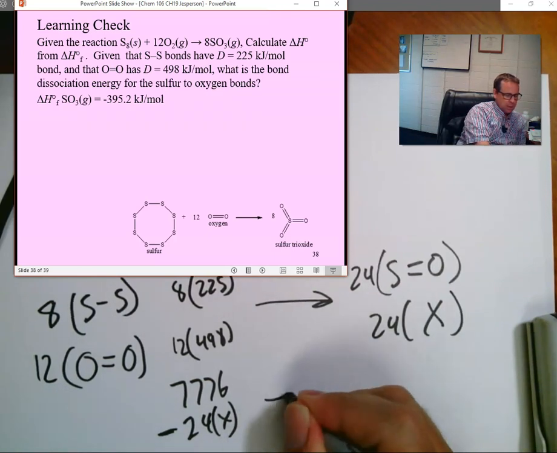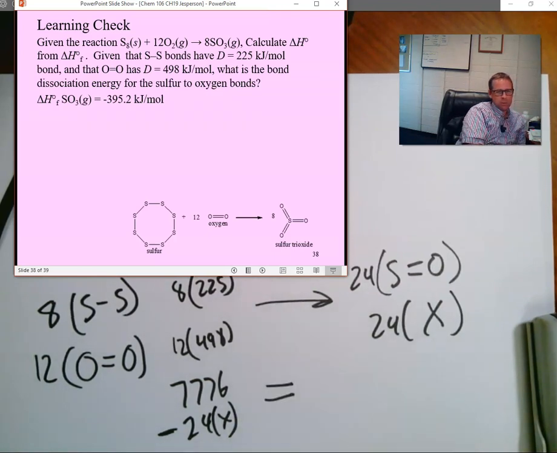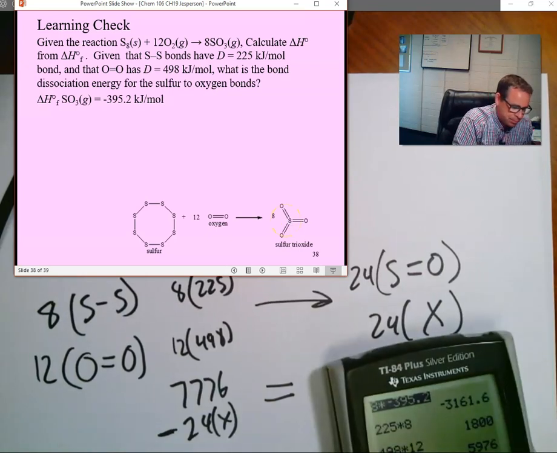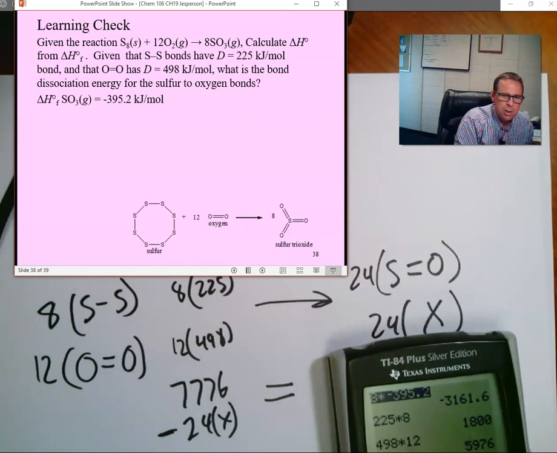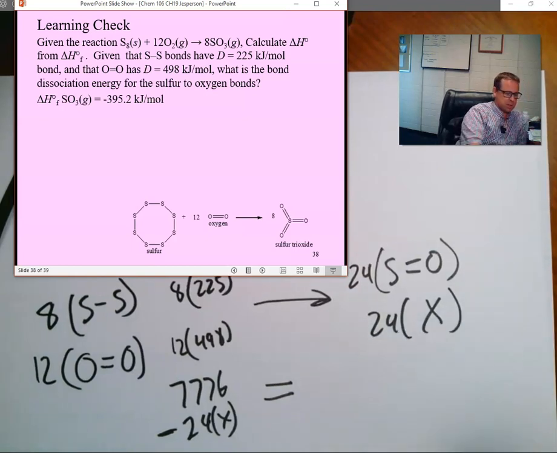And that has to equal the reaction energy for this process. And we already said that this process is going to be the delta H of formation times 8, because 8 moles are formed. And now what was that value up here? We got it. Negative 3,161.6.